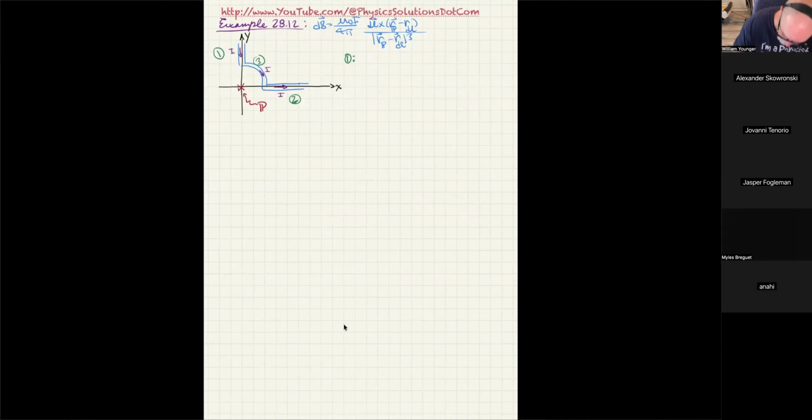So first off, DL is supposed to be a differential line element pointing the same direction as the current, and that means DL in this case is going to be negative dy times j hat. Because all we know is it has to be infinitesimally long. It has to point the direction of the current, which is in the negative y direction, and it has to be a vector. Okay? So I made the length dy, I made it negative j hat direction, so that fits the criteria. So that's what the DL is.